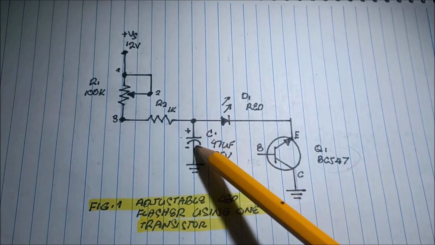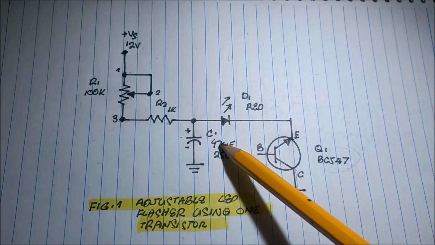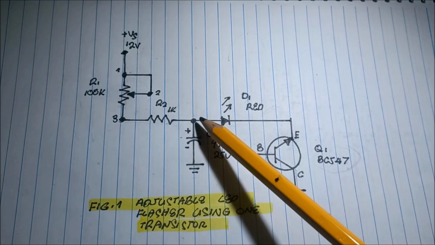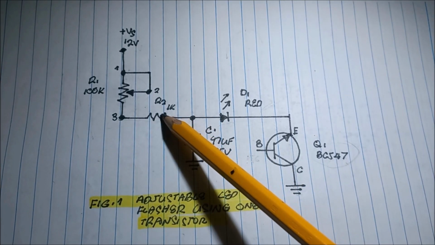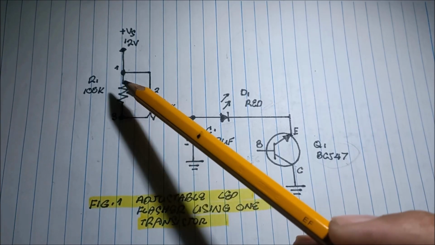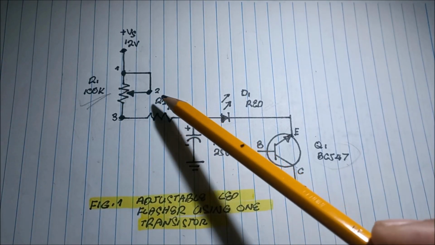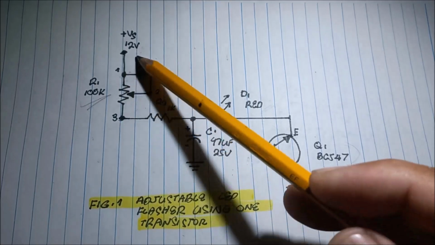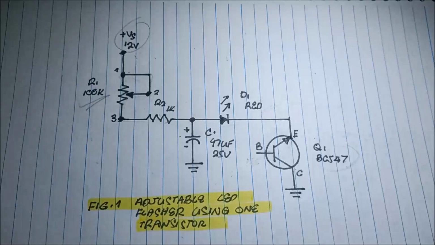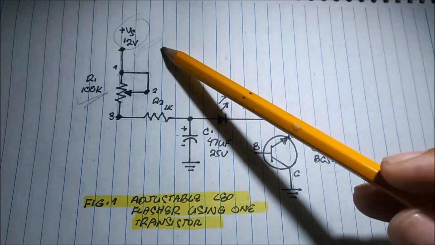And then we have this electrolytic capacitor, 47 microfarad, 25 volts. Connected also is a 1 kilo ohm resistor. And connected is the potentiometer 100K with turning knob. And then our supply is 12 volts. That is our battery, the motorcycle battery.